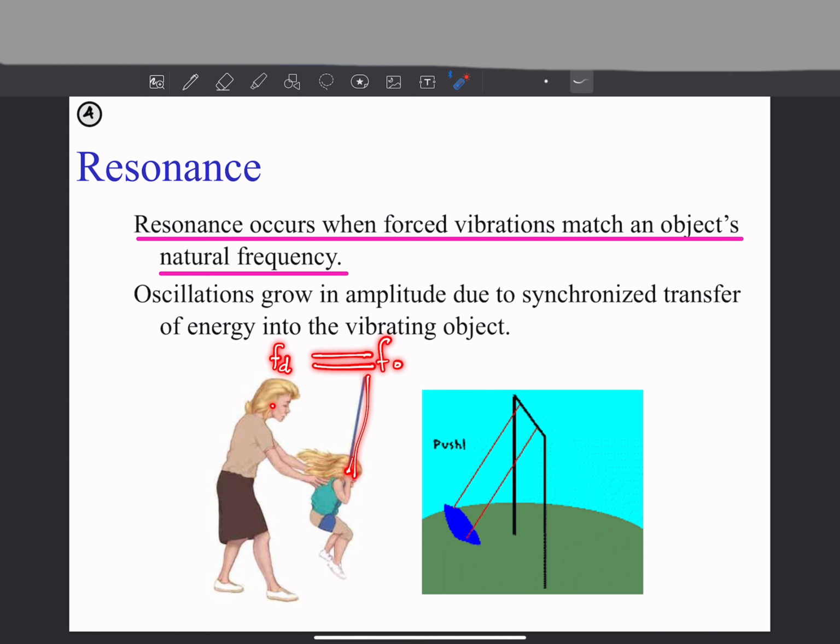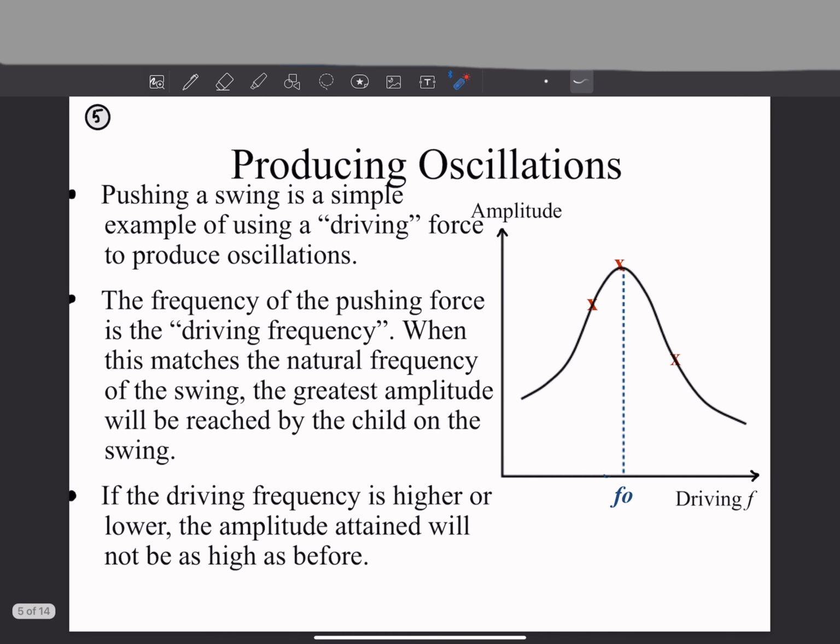So when they are equal to each other, you will see that the swing is vibrating to its maximum amplitude, and what you will say is that the swing is in resonance, or the swing is resonating. So this is what we have as far as resonance is concerned.